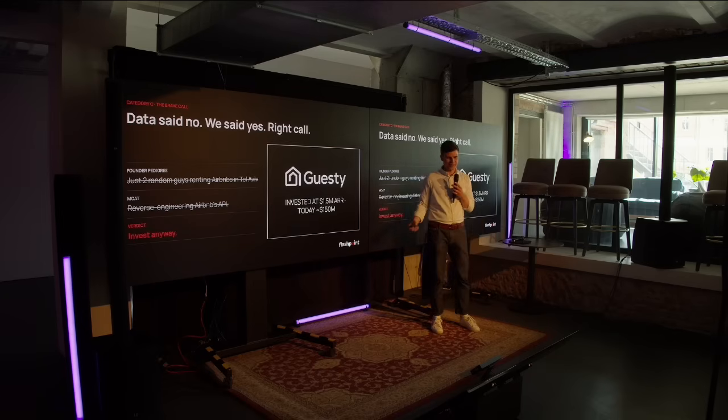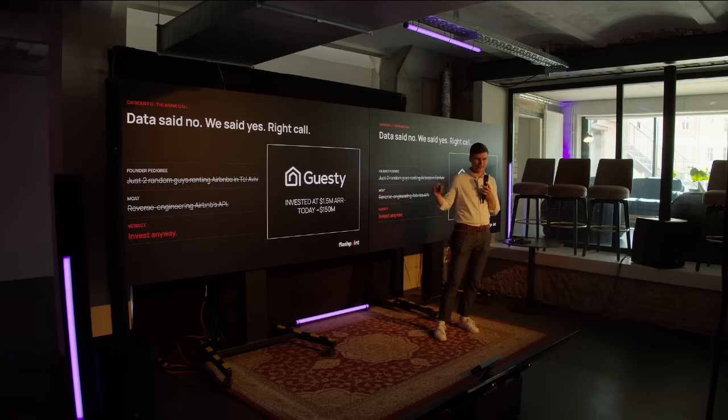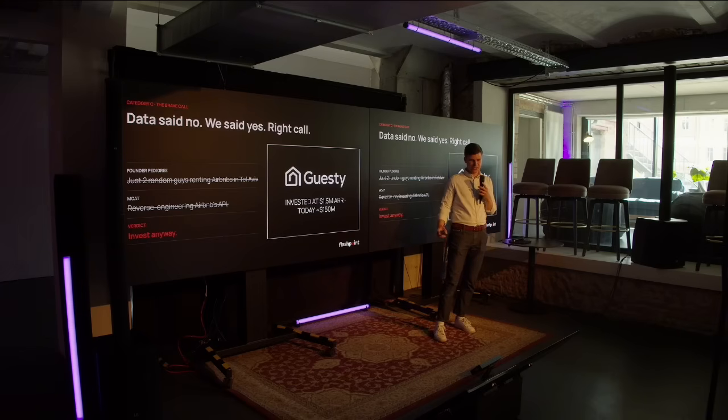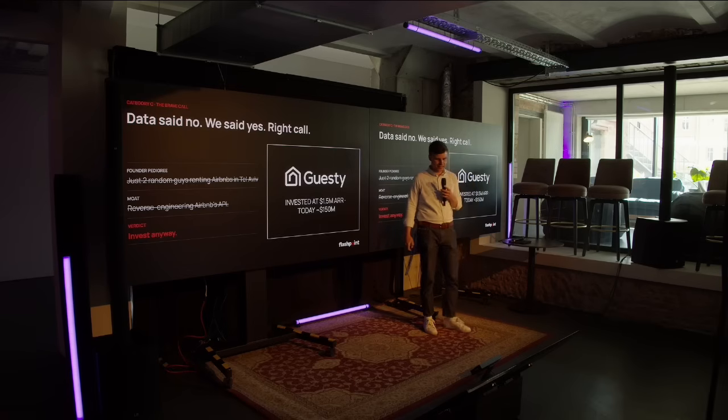This company became Guesty, which was at 1.5 million ARR at the time, and now it's at $150 million ARR. So it ended up blowing up and becoming a spectacular category leader. That shows you that when you're contrarian and right is probably when you have the largest winnings and can make the best deals.